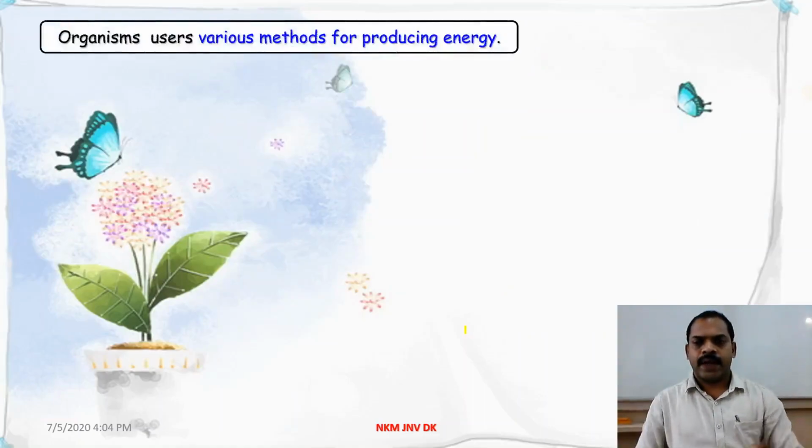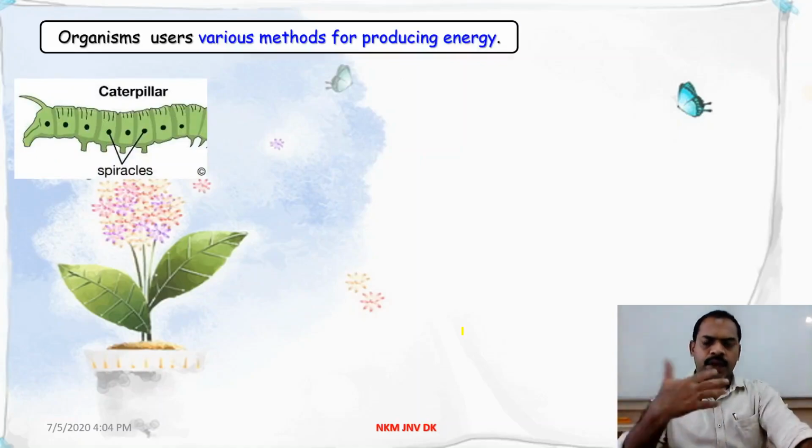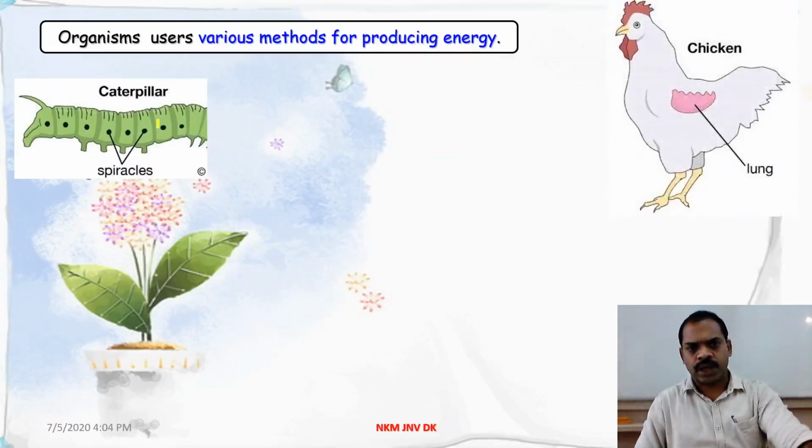Now, different organisms, as we have already seen, have various methods to produce energy. They use various ways of respiration, which means there are various organs to take in the oxygen to produce energy. As you are seeing here, in the case of a caterpillar or any insects, they have spiracles, the openings into the tracheal system. That is their mechanism of respiration.